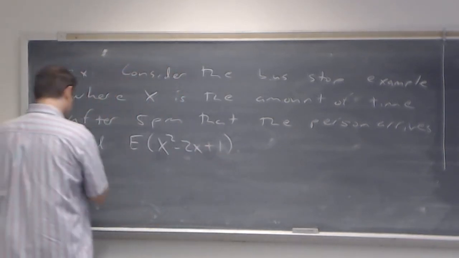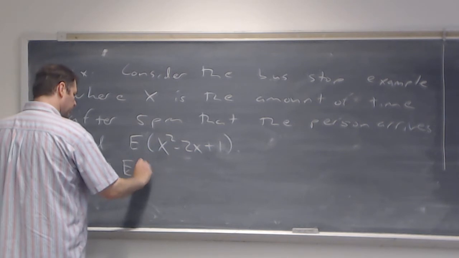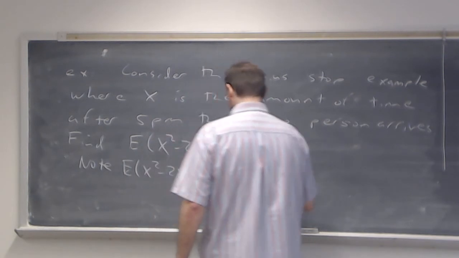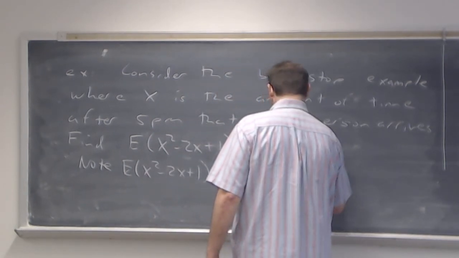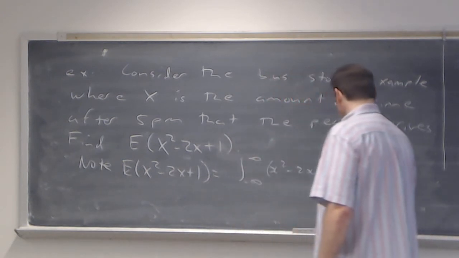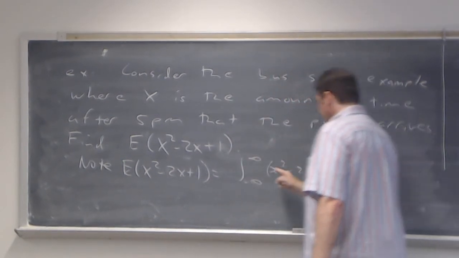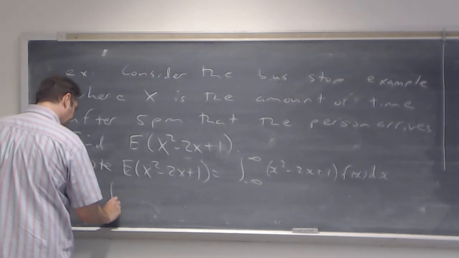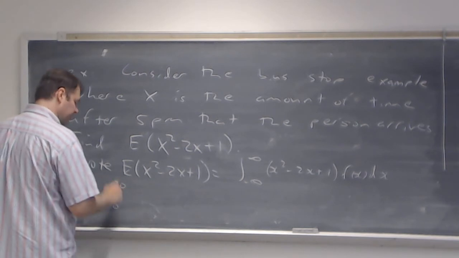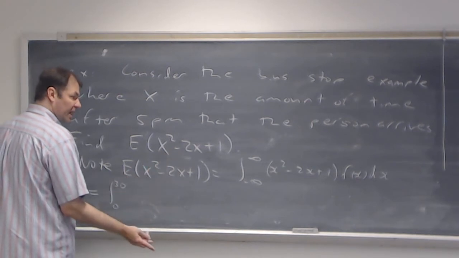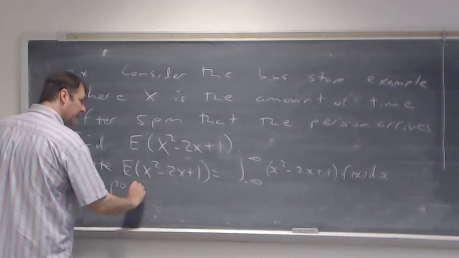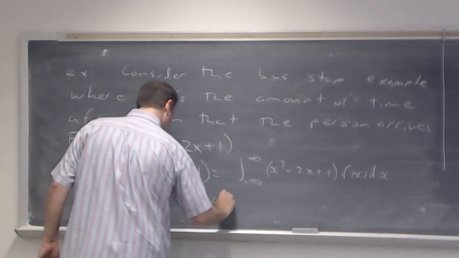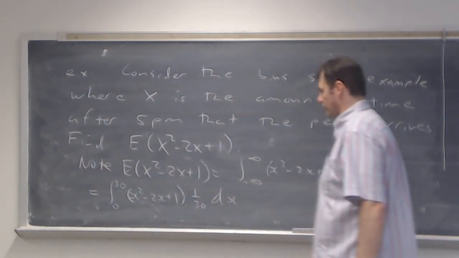Well, to do this problem, let's just note the expected value of x squared minus 2x plus 1 is really equal to the integral from minus infinity to infinity of x squared minus 2x plus 1, that's g of x, times f of x, dx. But again, f of x is non-zero only over a little range of this. So I'm going to say, well, look, this is the same thing as the little range where f of x is non-zero, from 0 to 30. The part where it is zero would contribute nothing. The integral would be zero. So this is x squared minus 2x plus 1 times 1 over 30 dx, where f of x is defined to be 1 over 30 over that region.